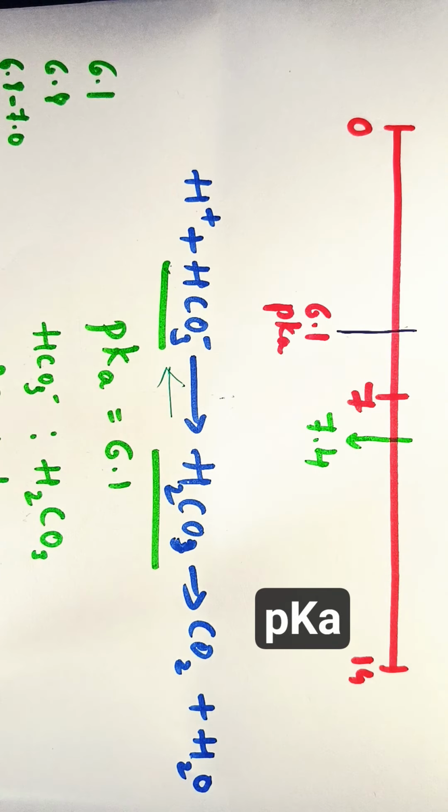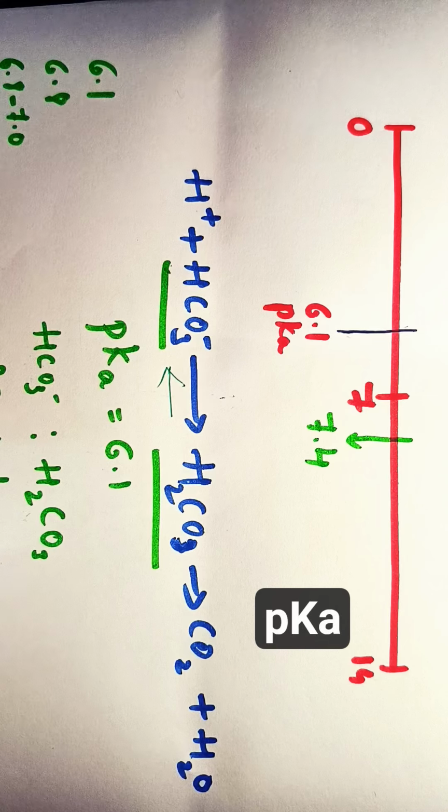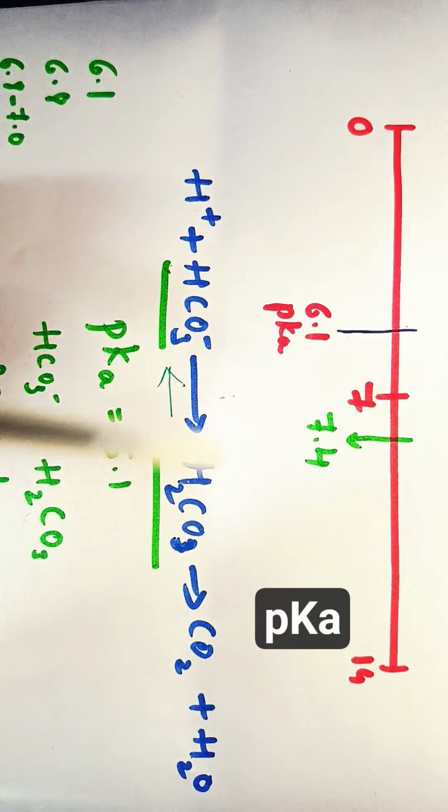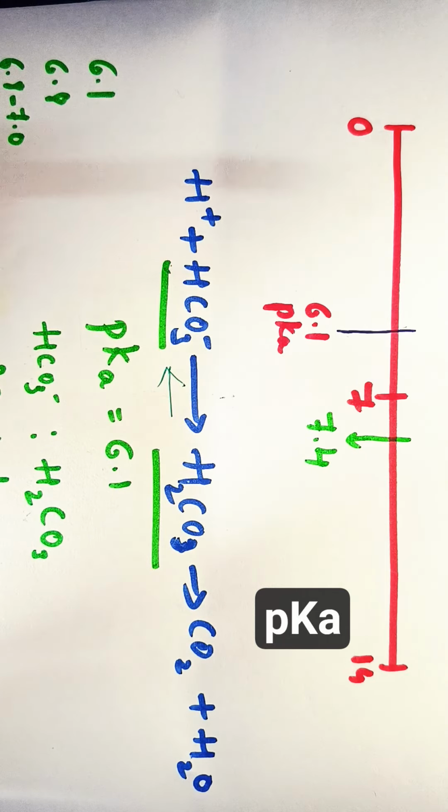In this video, we'll learn about pKa. What is pKa? The most important blood buffer system is the bicarbonate buffer system. The bicarbonate buffer system's pKa value is 6.1, and it is a fixed value for this buffer system.